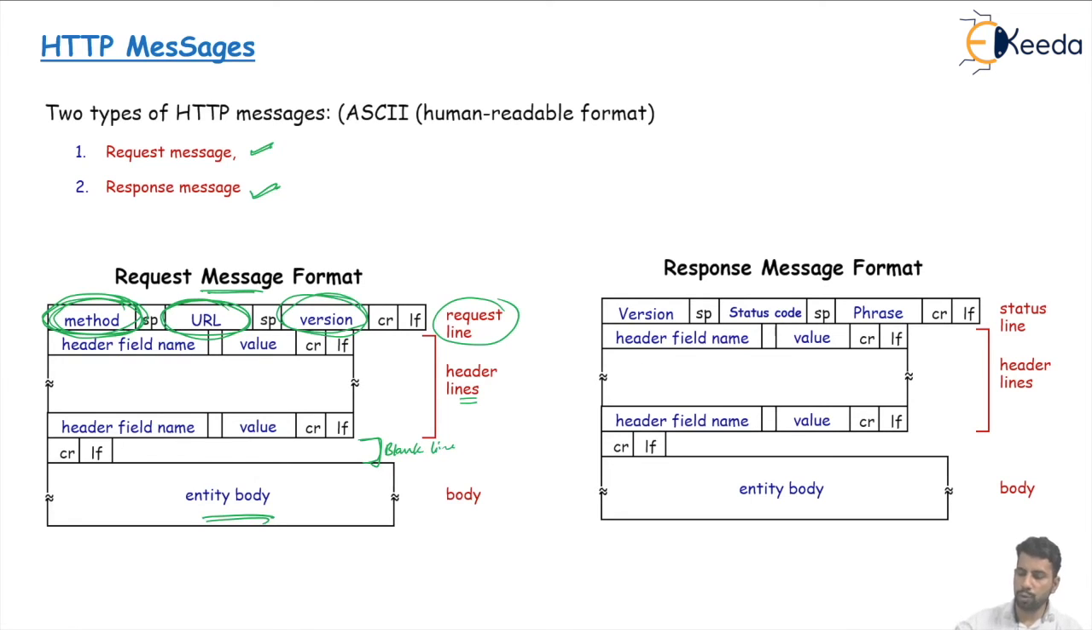And in the response message, this first line is the status line. First line is the status line. Status line means what type of response your server is giving to you. What is the status of your request on the server process?